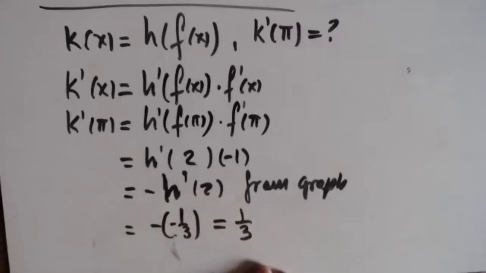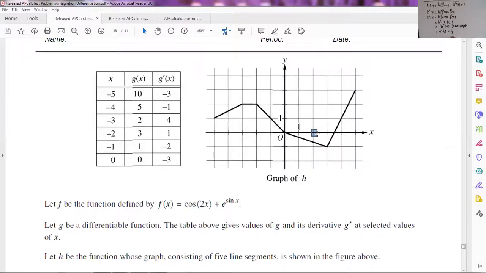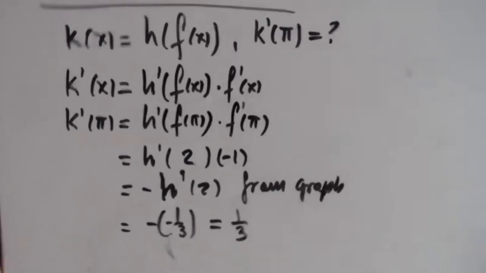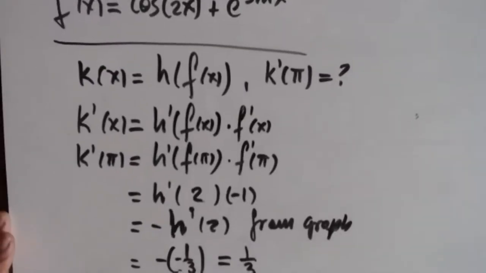Well, right here, I see the slope in the graph. So this is 2. The slope of the tangent line, rise over run, is negative 1/3, negative 1/3. So 1/3. Not a big deal. Okay, let's do the next one.